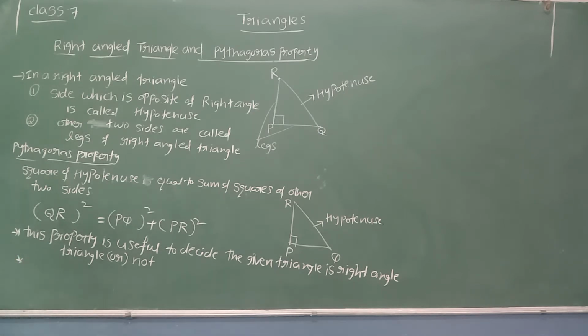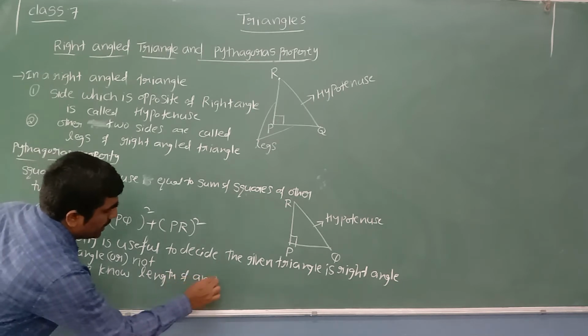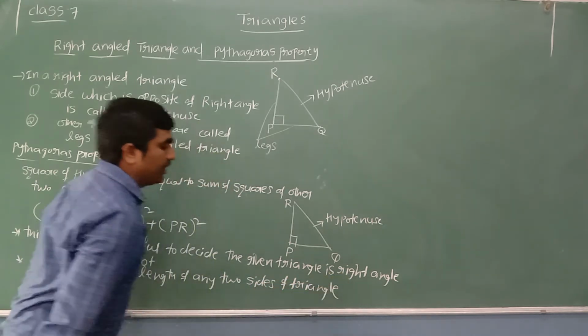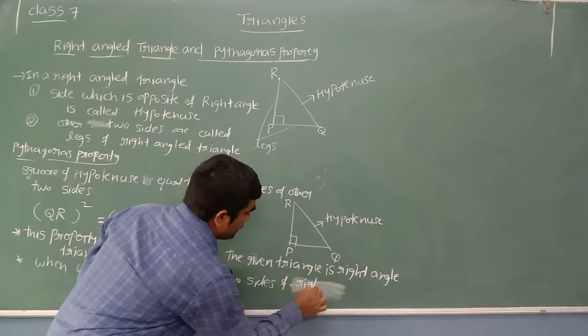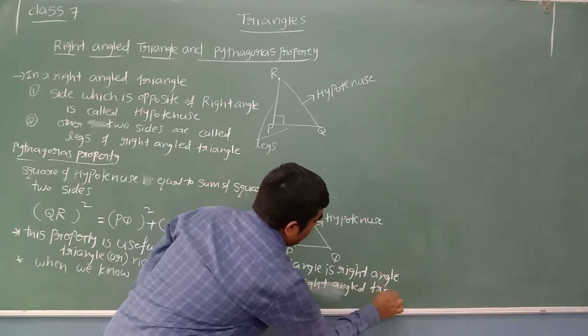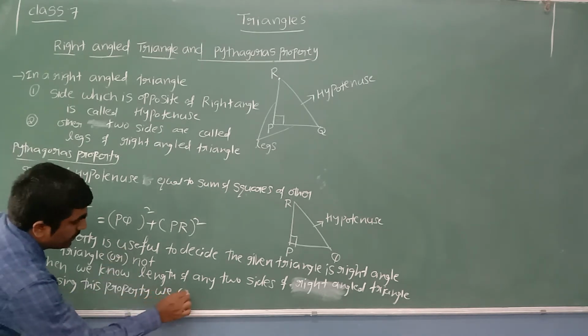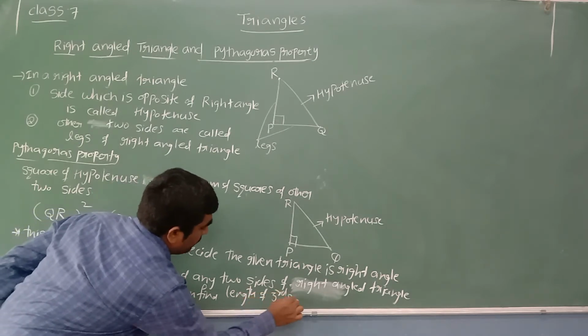And the other benefit is, let me write here, when we know the length of any two sides of a right angle triangle, by using the Pythagoras property, we can find the length of the third side.